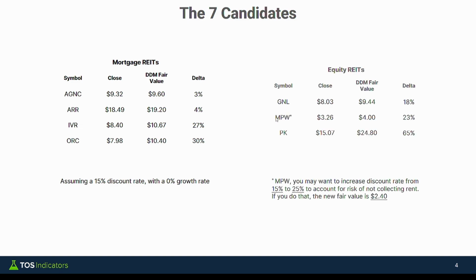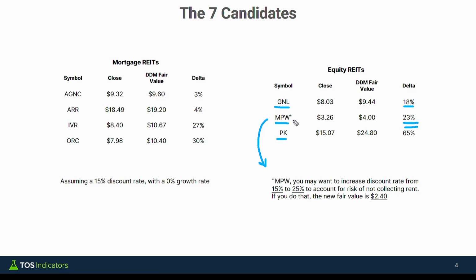Now we shift our attention to equity REITs. On this list, we have 3 different REITs that stand out. The first is Global Net Lease, which is GNL. Here that delta is 18%, so now we're starting to get a little bit wider. The second one is Medical Properties Trust, which I have an asterisk for, I'll talk about in just a second. There, our delta is even bigger, but we do have risk we need to factor in.